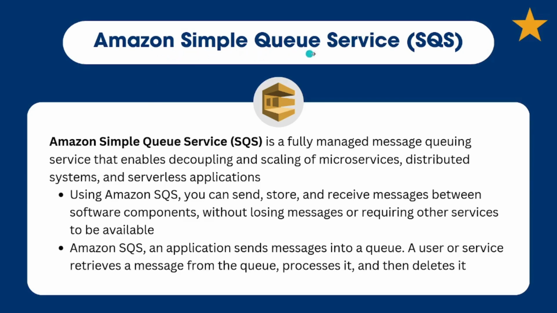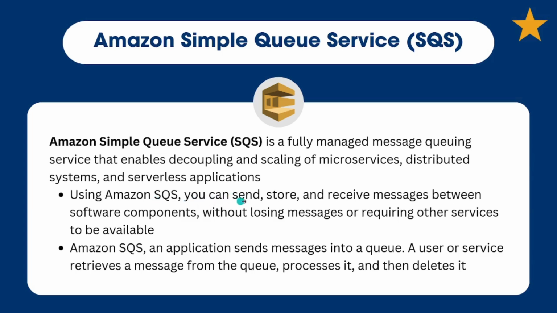So, Amazon Simple Queue Service. This is a little bit different way of handling things, of decoupling things. It enables the decoupling and scaling of microservices, distributed systems, and serverless applications. So tying this back into the barista, we're going to see how when you don't have to send things in a particular order synchronously, you can actually handle things more efficiently.